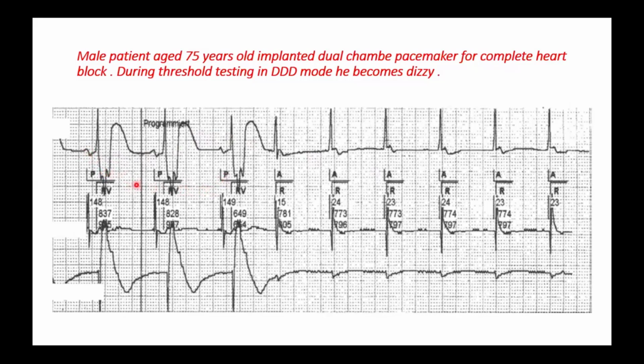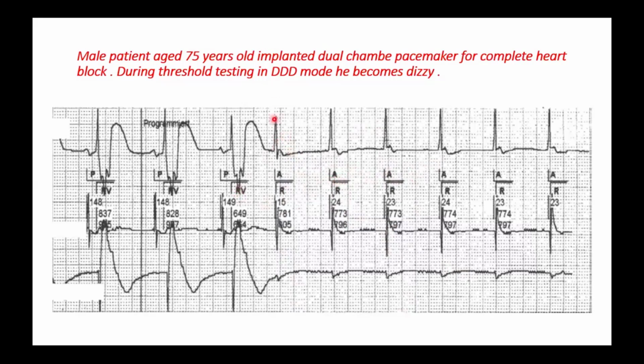Here the B refers to atrial sensing, and the A refers to pacing. Here we notice that once we are pacing, there is R in the V channel without QRS complex. So this is crosstalk. This is actually the crosstalk.